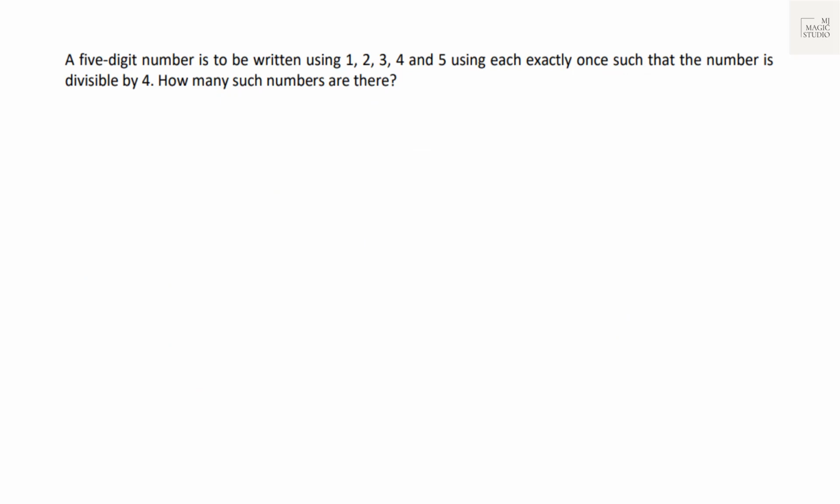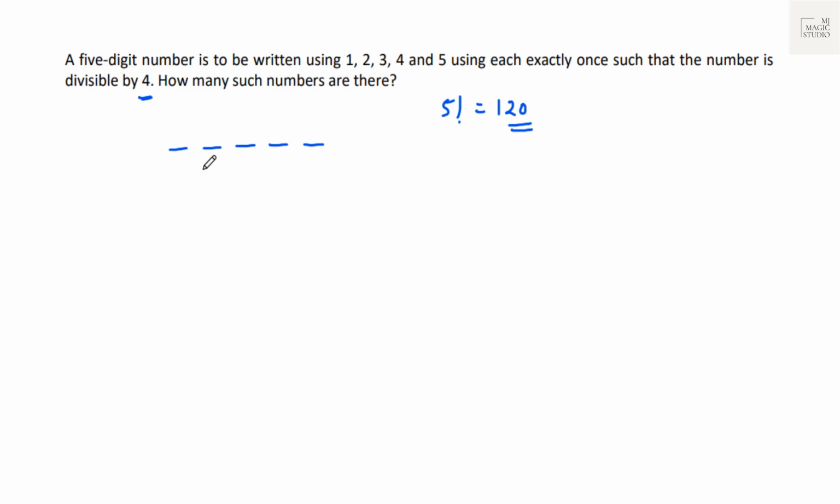One more theta based question from arrangements. Give it a try. A 5-digit number is to be written using 1, 2, 3, 4, 5. We have got only 5 digits, using each exactly once. That means repetition is not allowed. That means we will use the formula nPn, factorial n, because there are 5 objects and a 5-digit number is required. So if there is no restriction, you would get factorial 5, that is 120 numbers of 5 digits. But they are saying that the number is divisible by 4.